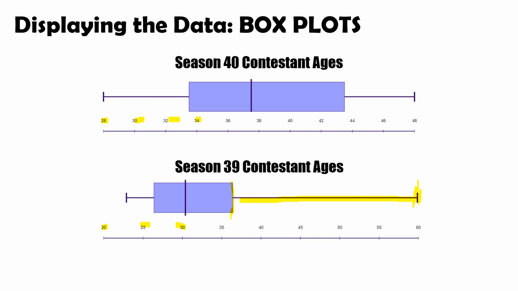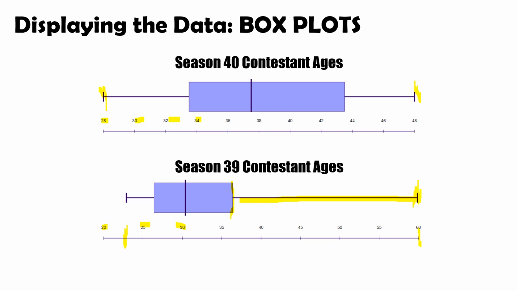Don't let that deceive you, because if you look at the range, season 39's range goes all the way from 23 to 60, which we already calculated was 37, and the range of season 40 is from 28 to 48, which is only 20. So don't let the size of a box plot fool you. Make sure you are paying attention to little details like that.